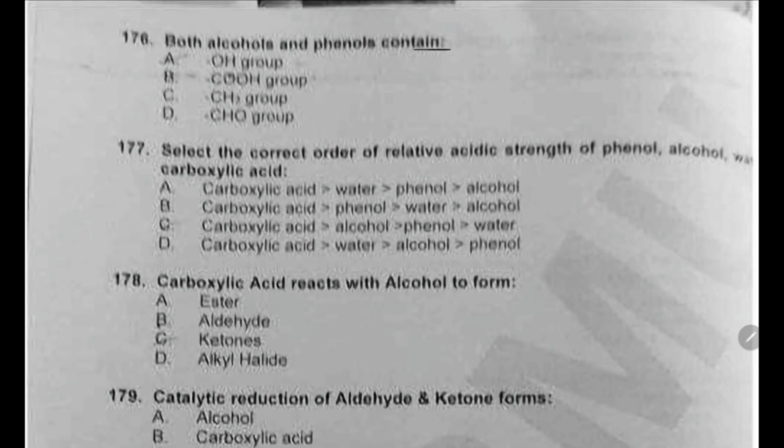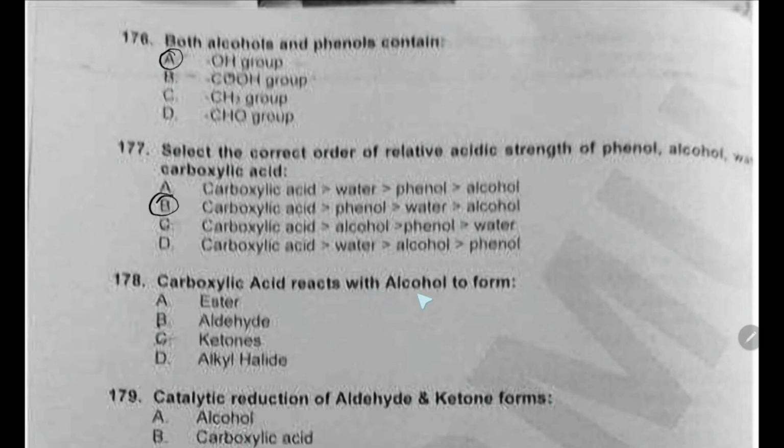बोथ अल्कोहल्स एंड फिनोल कंटेन, तो अल्कोहल और फिनोल दोनों में OH हाइड्रोक्सी ग्रुप होता है. सेलेक्ट द करेक्ट ऑर्डर ऑफ रिलेटिव एसिडिक स्ट्रेंथ ऑफ फिनोल, अल्कोहल, वाटर एंड कार्बोक्सिलिक एसिड. सो कार्बोक्सिलिक एसिड्स आर मोर एसिडिक देन फिनोल, मोर एसिडिक देन वाटर, एंड वाटर मोर एसिडिक देन अल्कोहल. This choice B is the correct choice.